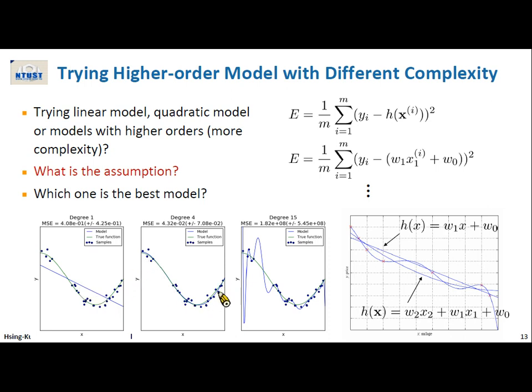So then we try a model with more complexity, such as going from the linear model, which is degree 1, to degree 4, which is more complicated. A more complicated model means that the model is associated with more parameters. Then we go here, and in this case, that's the perfect situation.